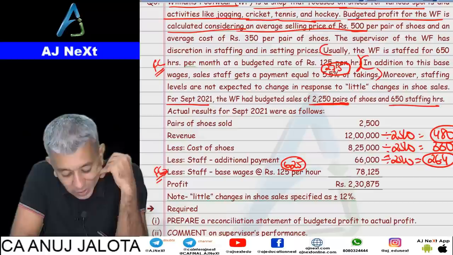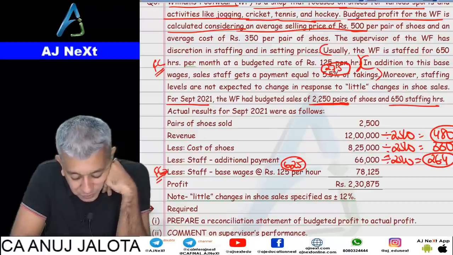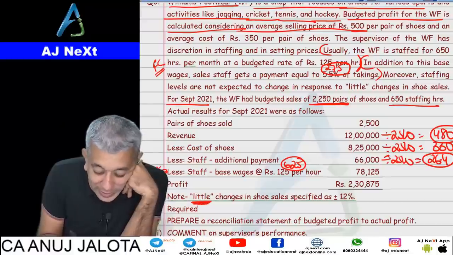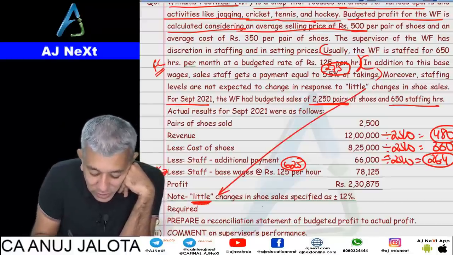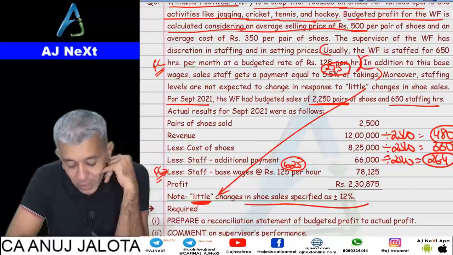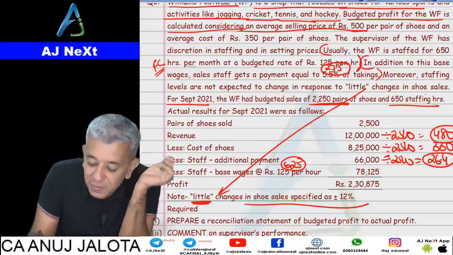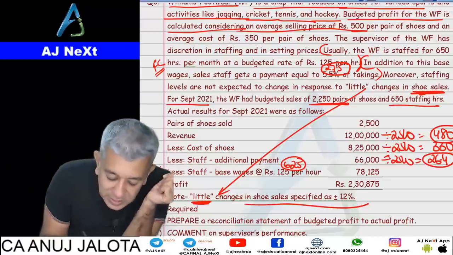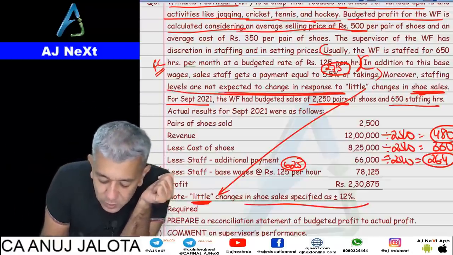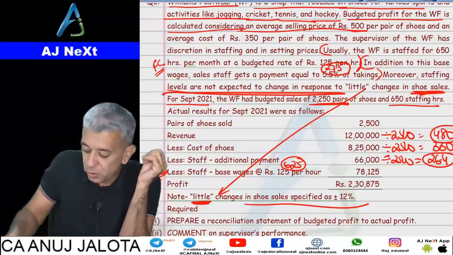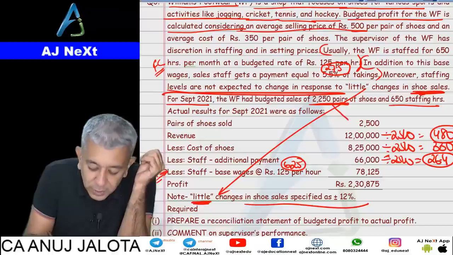Okay, now one other thing. Note: little changes in shoe sales specified as plus or minus 12%. So they are saying that even if there is 12% up or down, staffing levels are not expected to change. That is whatever the problem says. So you all can do one thing. It was supposed to be 2250.